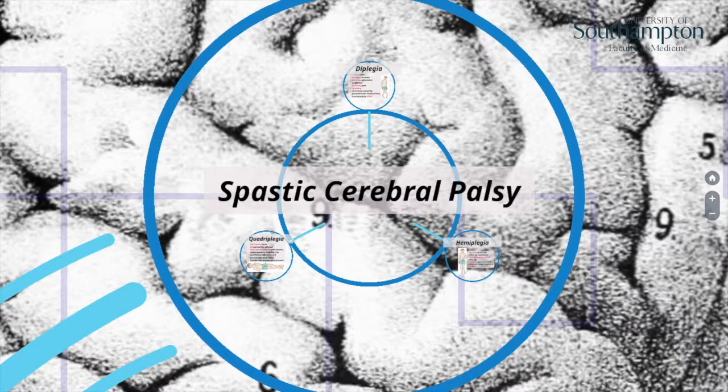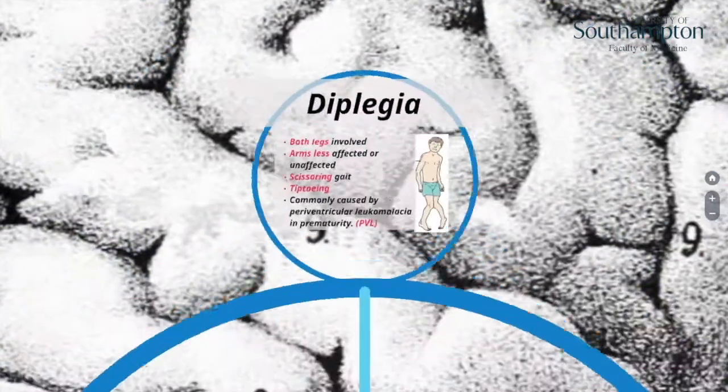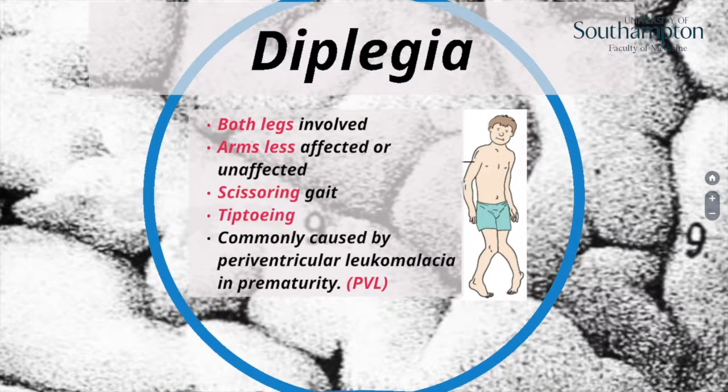Spastic cerebral palsy can then be divided into three subtypes. We'll start with the first. So diplegia, as the name states, would mean that the two legs are affected more than the arms, resulting in a scissoring gait and a tiptoeing gait. The explanation for that is that the thigh adductors and the calf muscles are stiffer than the rest.